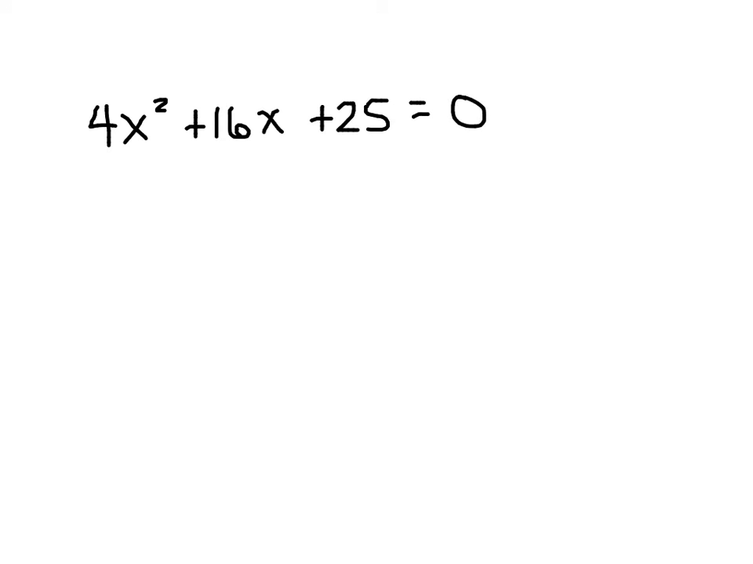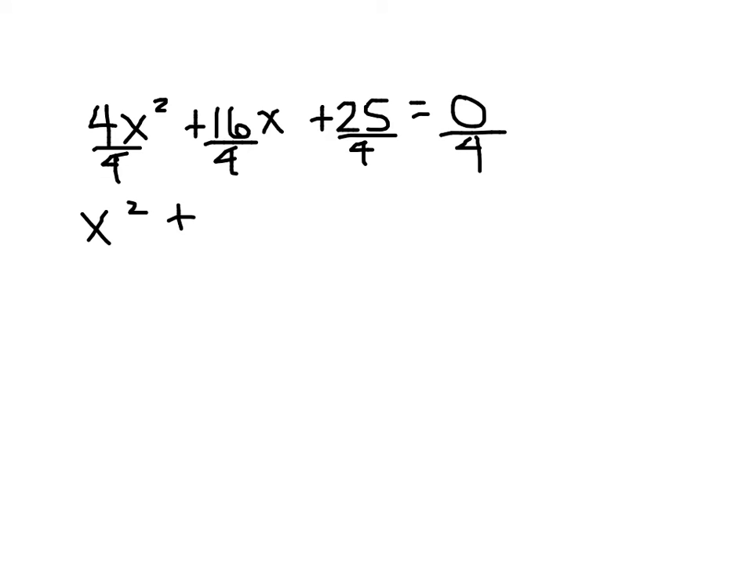Number 14. 4x squared plus 16x plus 25 equals 0. Is a 1? No. In order to make it, you got to divide everything by the number that's in the A spot. In the A spot is the number 4. So I'm going to divide everything by 4. Here 4, everywhere 4, 4.